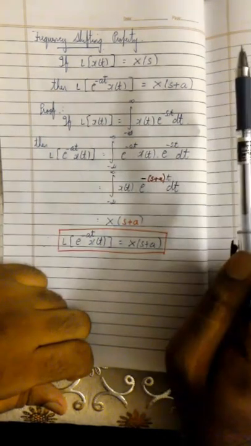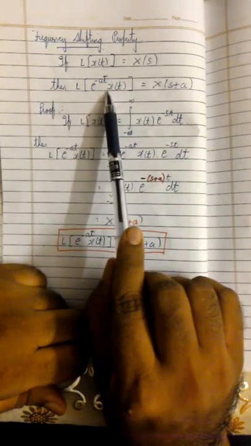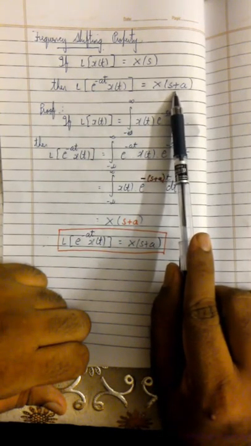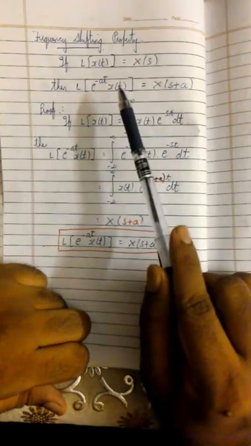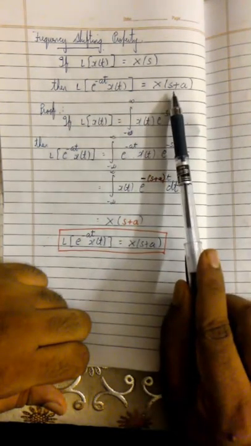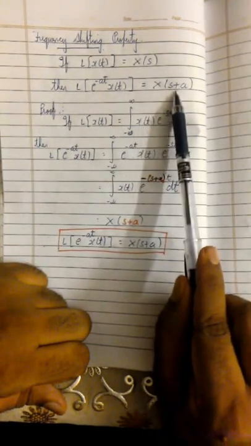That is, in the time shifting theorem, the shift occurs in the time domain and the exponential function is multiplied in the frequency domain. Here it is opposite. Here the exponential component is multiplied in the time domain and the shift occurs in the frequency domain. That's why this is called frequency shifting. The frequency is being shifted.